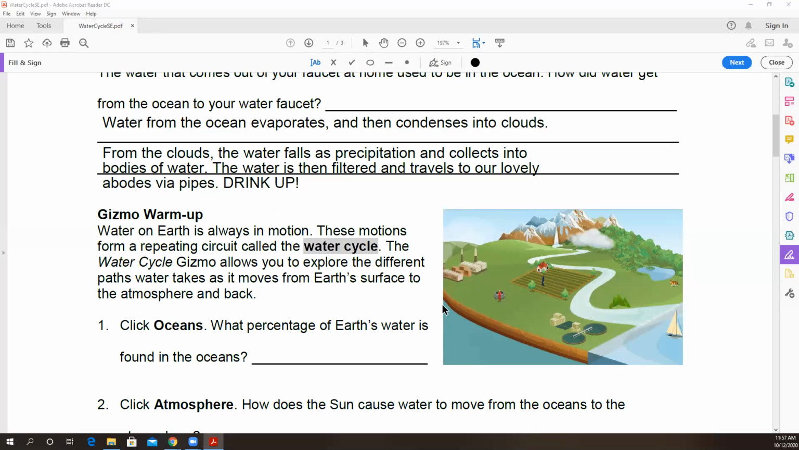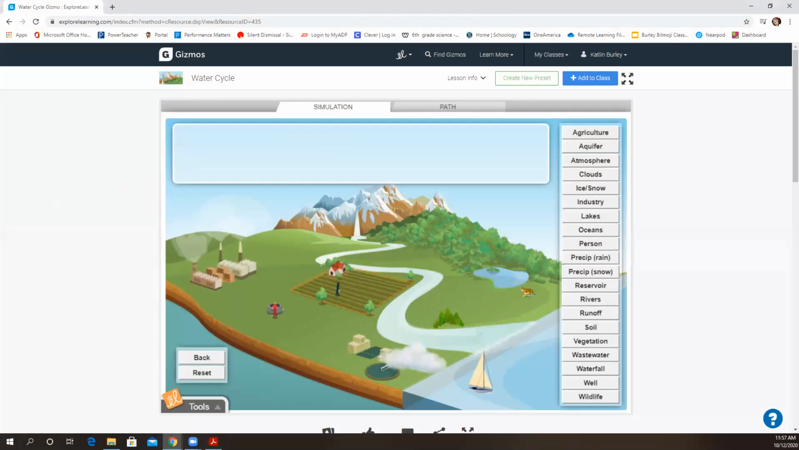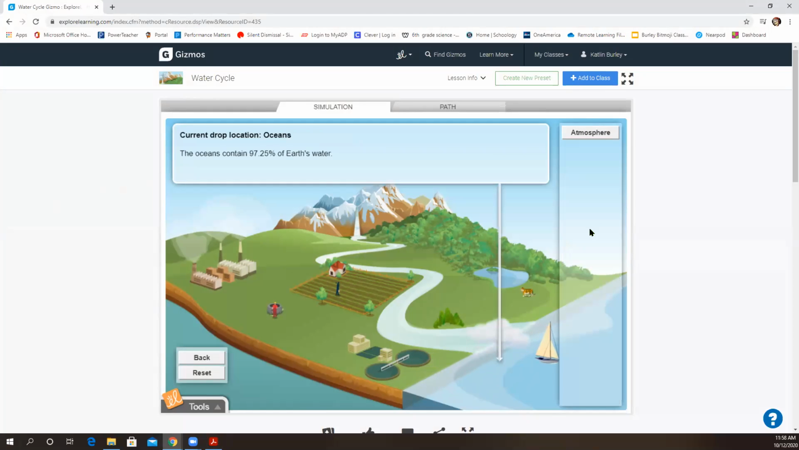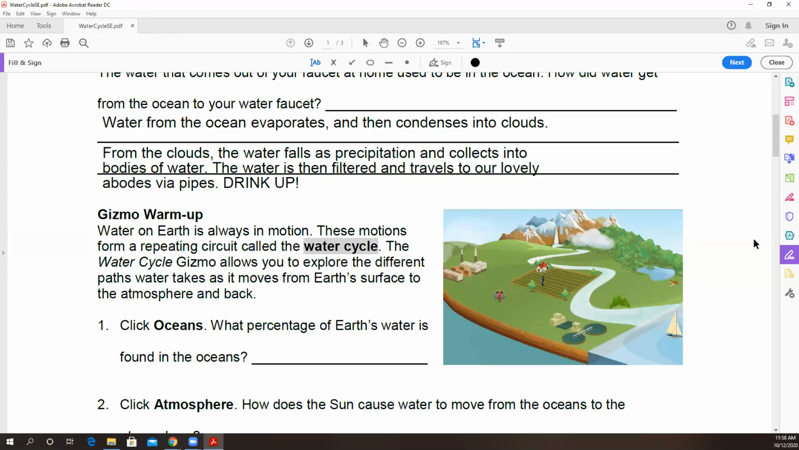What percentage of Earth's water is found in oceans? So I'm going to go to my Gizmo. Along the side, it says oceans, so I'm going to click it. It says the oceans contain 97.25% of Earth's water. So I go back to my paper and I type in my answer.